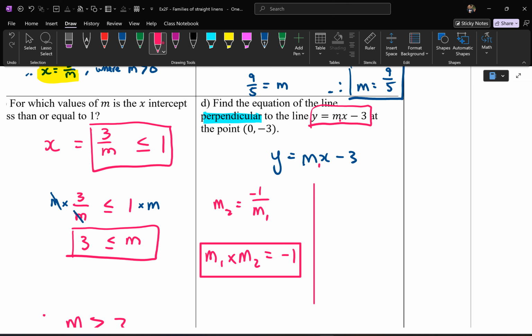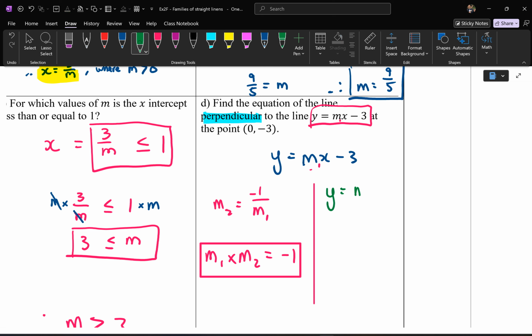It should just be this. You don't need a number. You have to be comfortable working with letters here. So just because I don't know what that number is, just call it negative 1 on m1. Okay, so here we go.